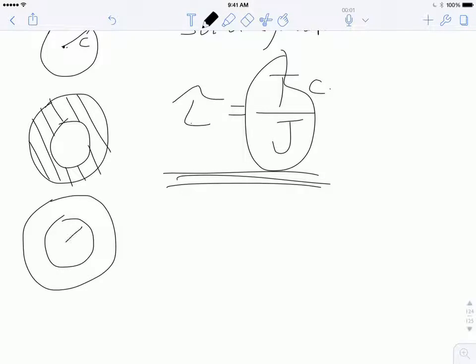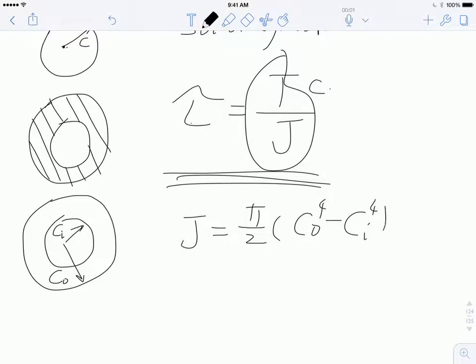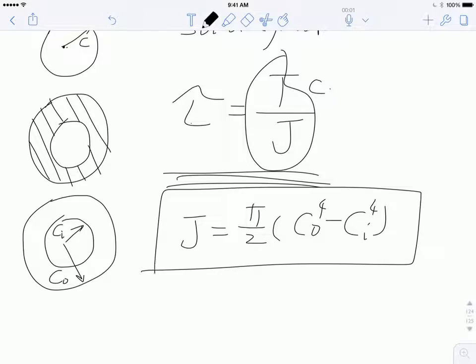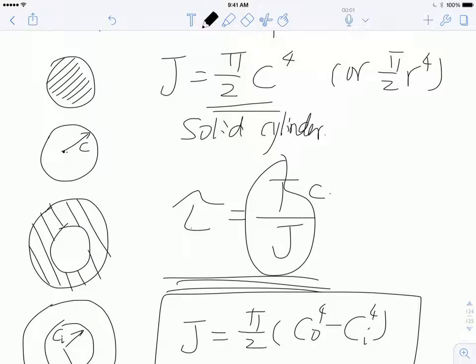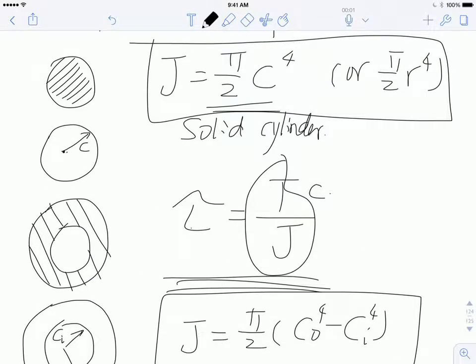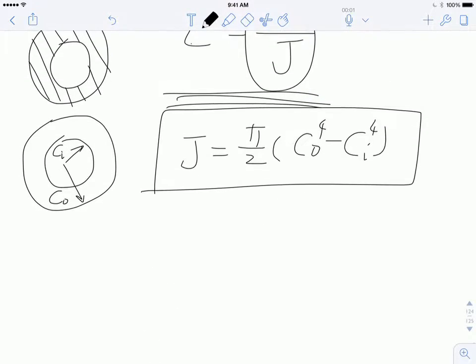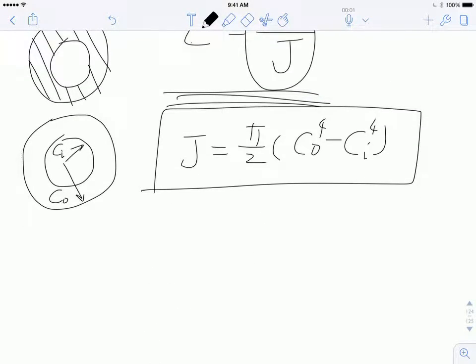So if you have a hollow one, I'll show you how we calculate that. First of all, you have two radii: the internal radius, CI, and the outside radius, CO. In that case, J equals pi over 2 times CO to the fourth minus CI to the fourth. Okay, write these two equations down in your cheat sheet; in the future you will be needing them. Alrighty, so that is it.